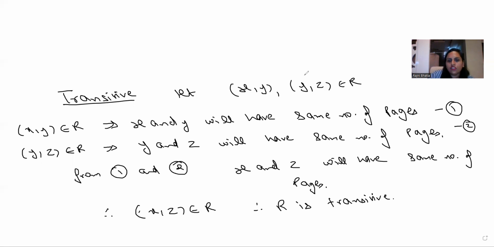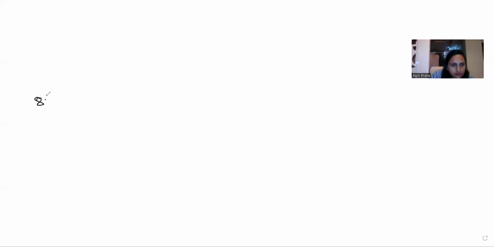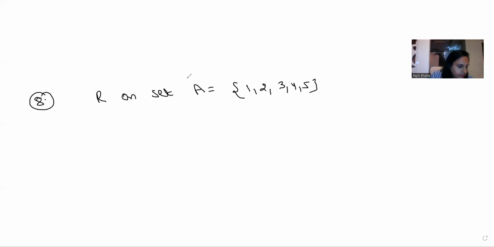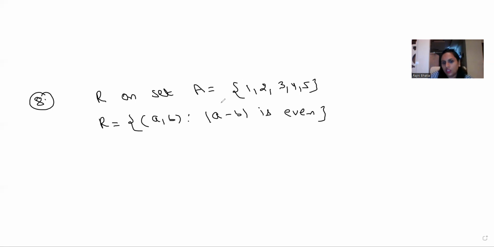Now we'll move to next question, question number 8. Question number 8 says that the relation R is defined on the set A, which is equal to {1, 2, 3, 4, 5}. And the relation R is given by (a, b) such that modulus of a minus b is even. We need to prove that this is an equivalence relation.